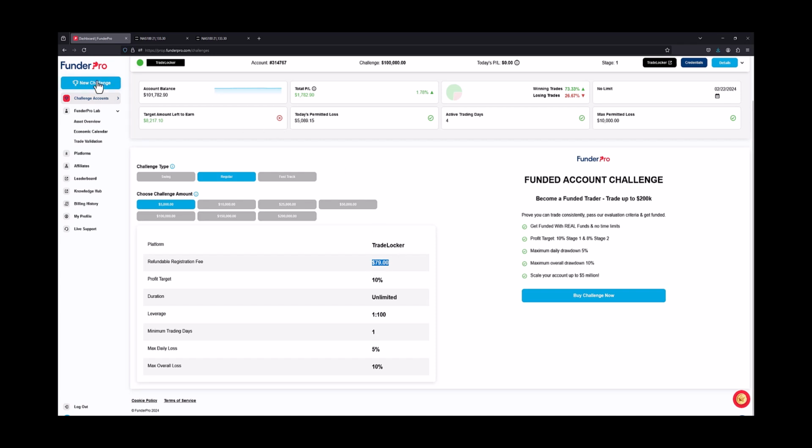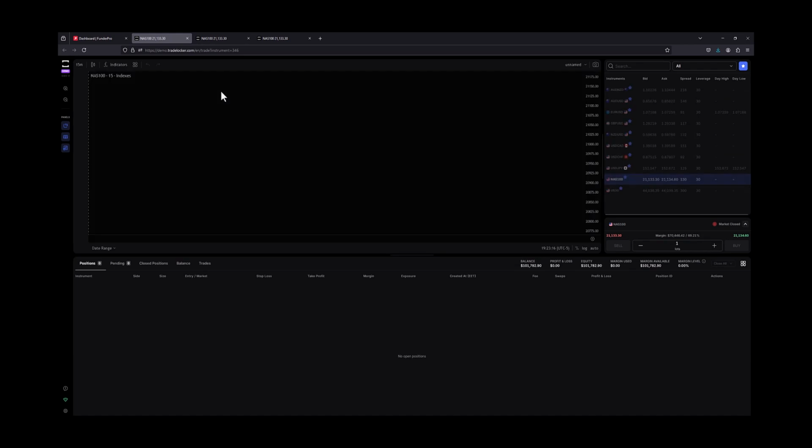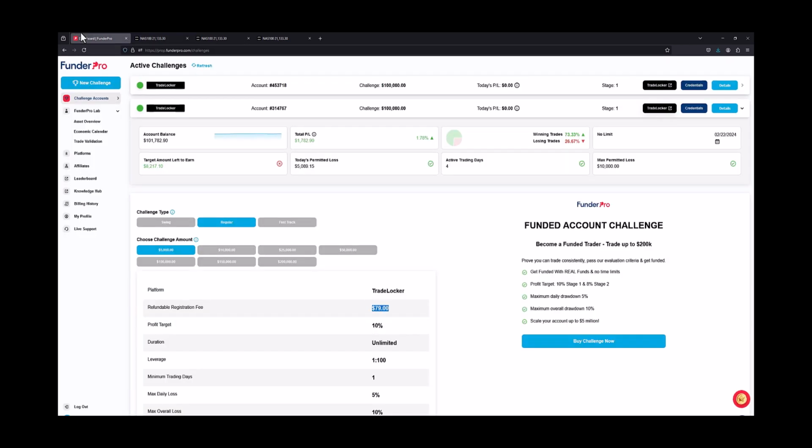Once you buy the challenge, this is going to be your dashboard. Then you get access to your different challenges. Hit the TradeLocker link. It redirects you to the TradeLocker website, where you don't have to download it. You can just use it right on the website. From there, you can start making your trades, and I have other videos on how to use the TradeLocker platform. So that's a quick little step-by-step tutorial inside the dashboard of FunderPro.